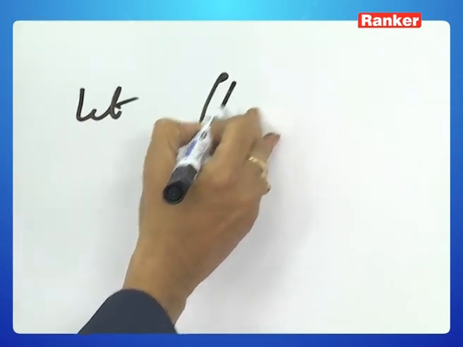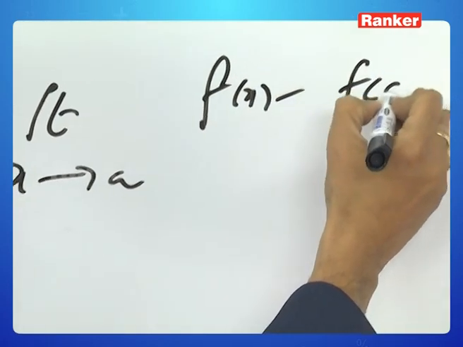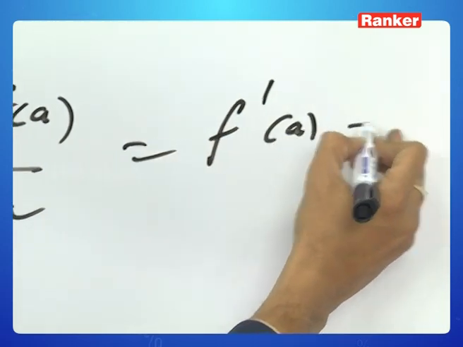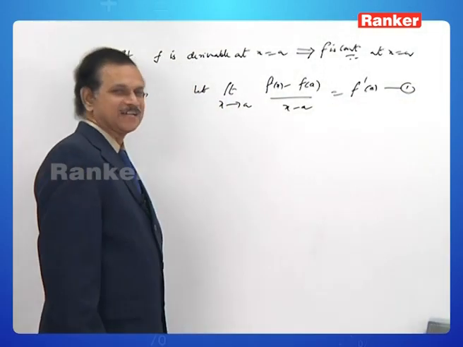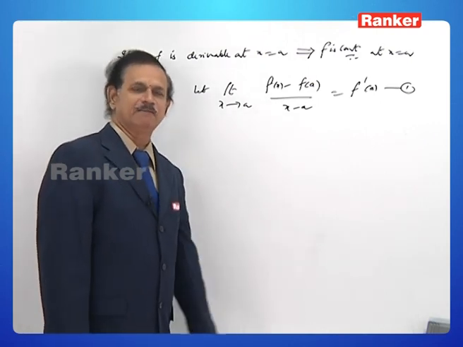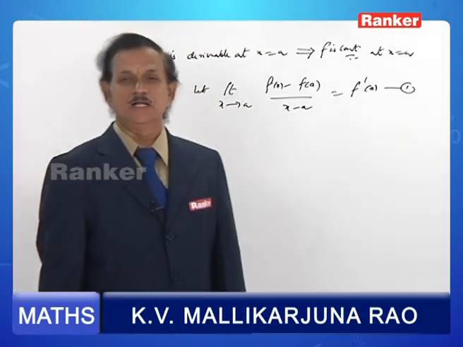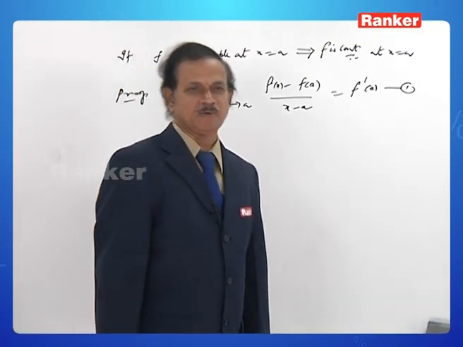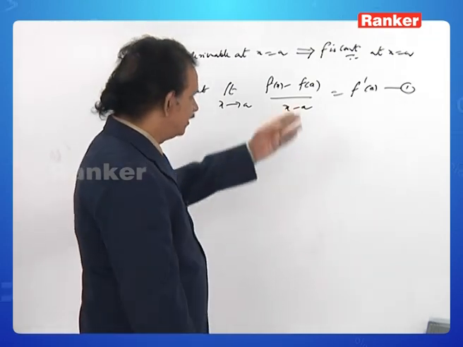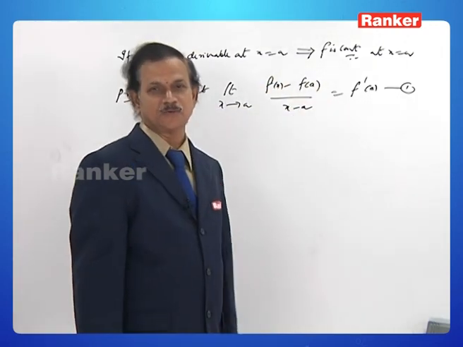Let the limit as x tends to a of (f(x) − f(a))/(x − a) be equal to f'(a). With what authority am I able to write this step? Because I am given the information that f is derivable at x = a. So I am given to understand that the limit as x tends to a of (f(x) − f(a))/(x − a) surely exists. That is why I am naming it f'(a). Let it be like that. What would you like to prove? f is continuous at x = a.